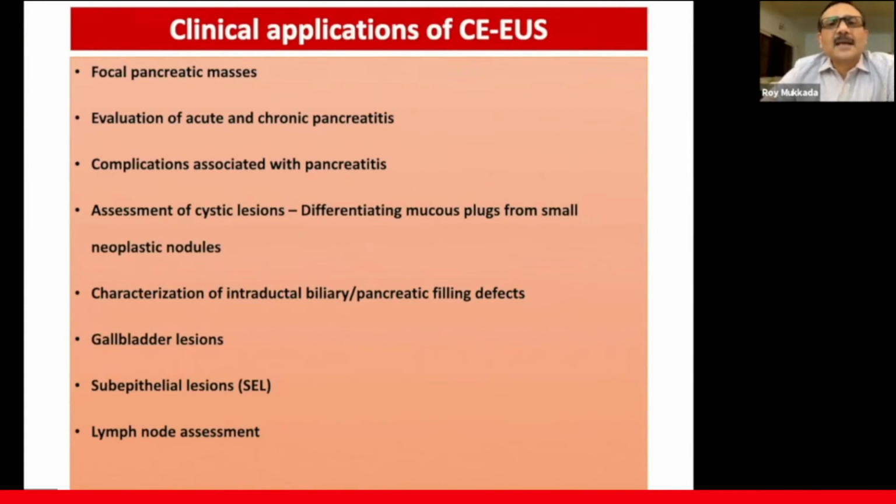Now coming to the clinical applications. I was just mentioning a few points in the basics. The clinical applications: one is the focal pancreatic mass, the most important thing. And the second is the evaluation of acute and chronic pancreatitis and the pseudotumour formation in chronic pancreatitis. And complications associated with pancreatitis, the assessment of cystic lesions, which is differentiating mucus plugs from small neoplastic nodules, characterization of intraductal biliary or pancreatic filling defects, gallbladder lesion, subepithelial lesions, and lymph node assessment.